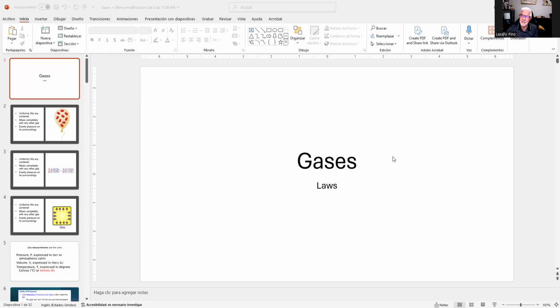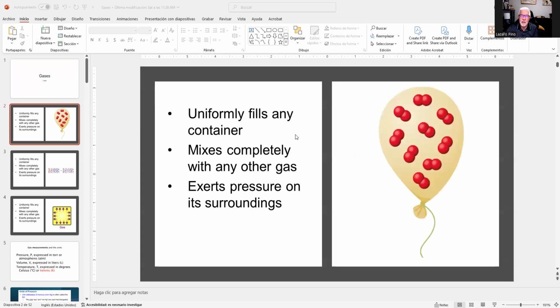Hello, dear students. Today we are going to study gases, and in special, we are going to see the different laws about gases. Gases have three main characteristics that we are going to see one by one.